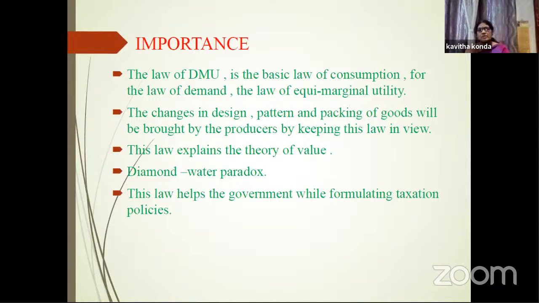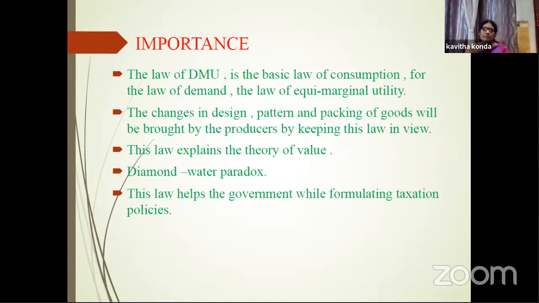The producers, if their demand is falling, will change their designs in order to increase their demand. And this law also explains the theory of value. Theory of value means the diamond and water paradox. Diamonds have a very high exchange value, but a low use value. Similarly water is really abundant, whereas diamonds are scarce and have a higher exchange value with less use value.